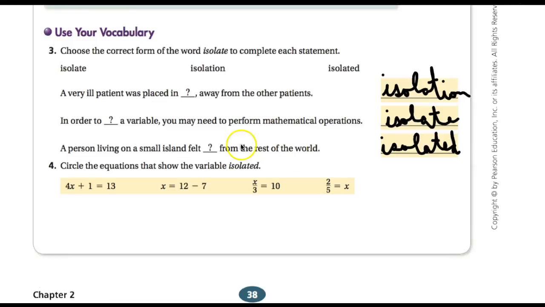So at any rate, circle the equations that show the variable isolated. So what I'm looking for is the variable by itself on one side of the equal sign and everything else on the other side. Take a couple of seconds and do that. I'll hang out this time and wait for you.